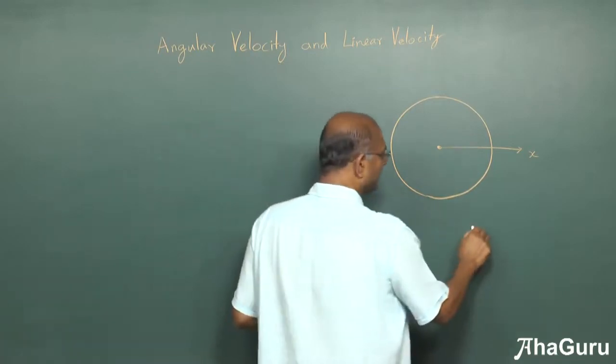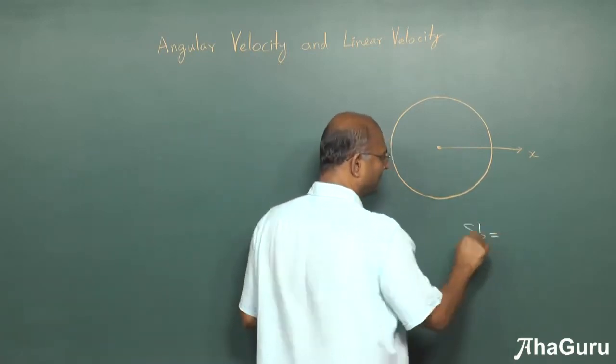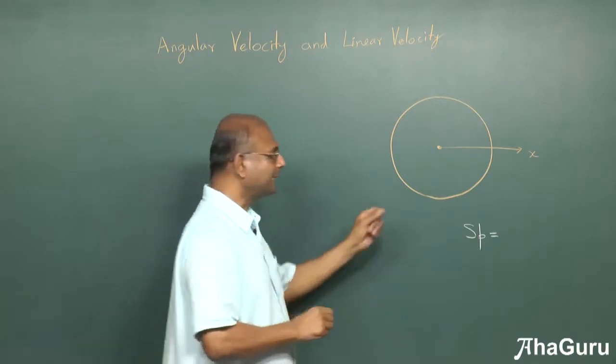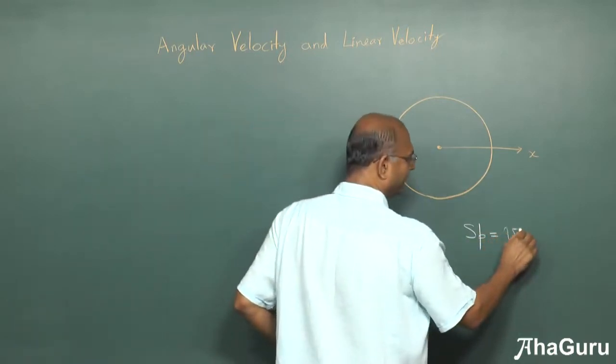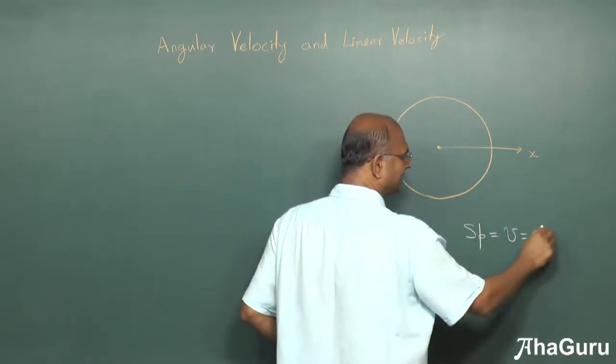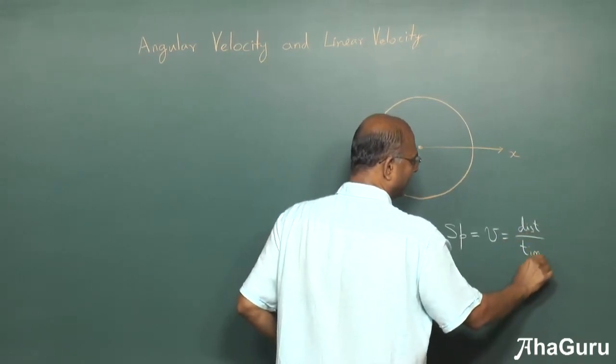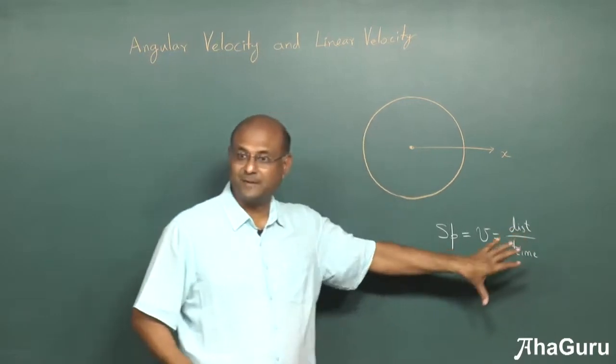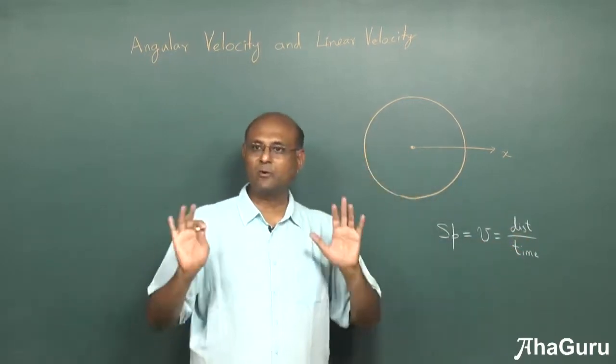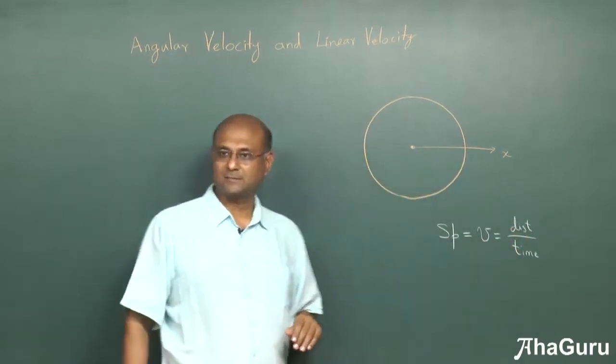Now what is speed? I'm using the symbol SP, but generally we can also call it V without the vector. Speed is distance by time, right? But this is not really speed, this should be called average speed. But right now, since we are talking about uniform speed, we will think of it as distance by time.